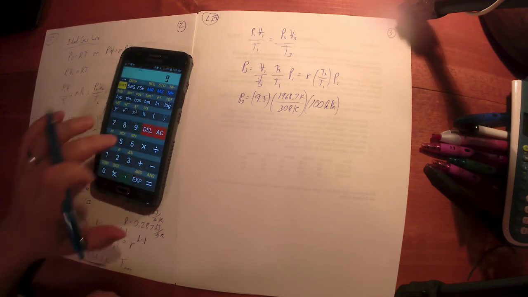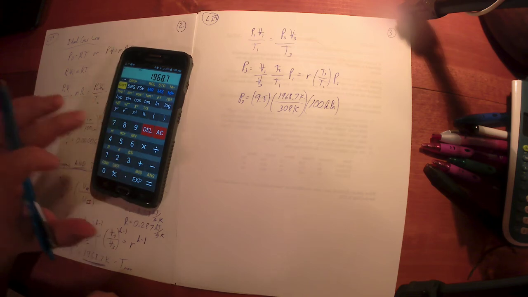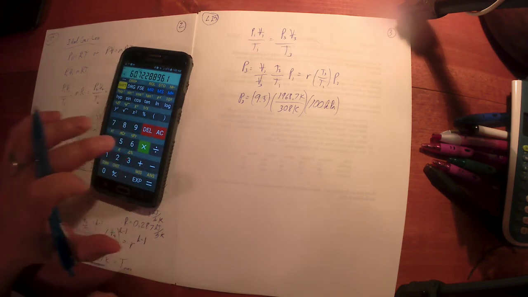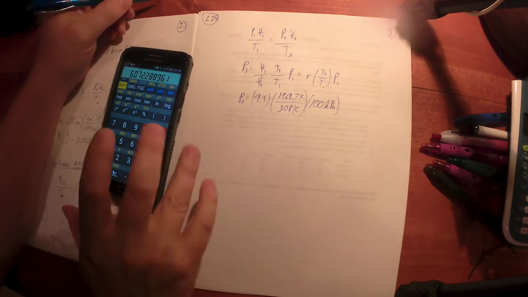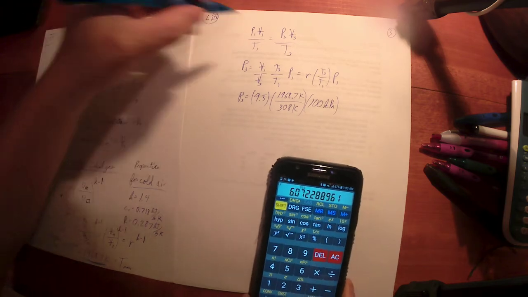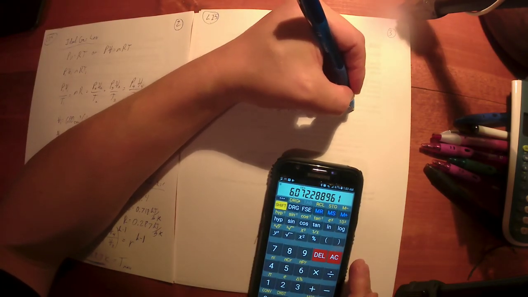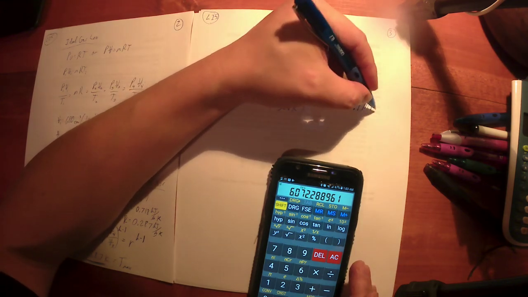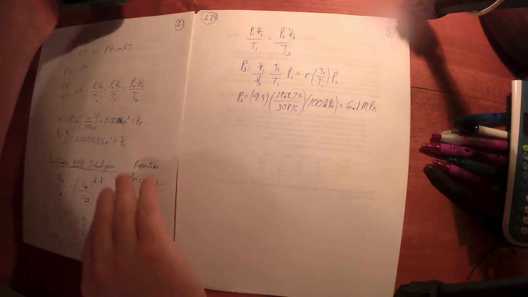Okay, let's just do 9.5 times 1968.7 divided by 308, and then multiply by 100. All right, and that's going to be in kilopascals. I'm going to convert to megapascals. It's going to be 6.1 megapascals using ideal gas law.